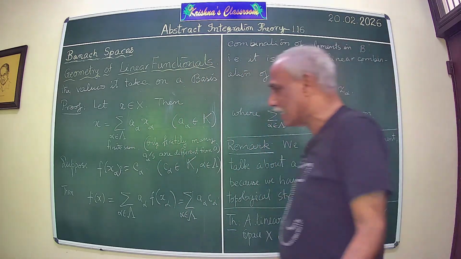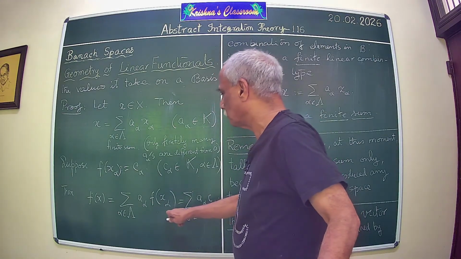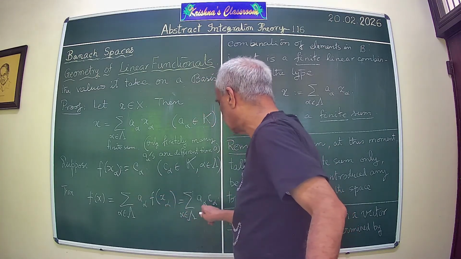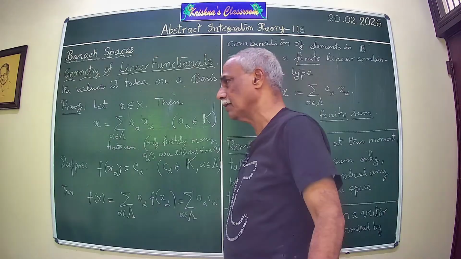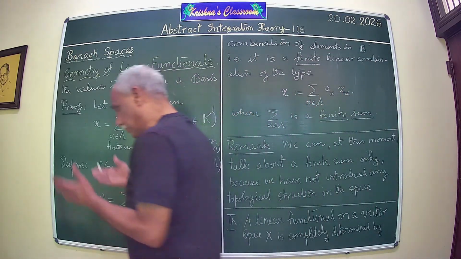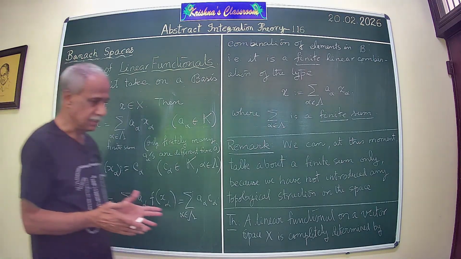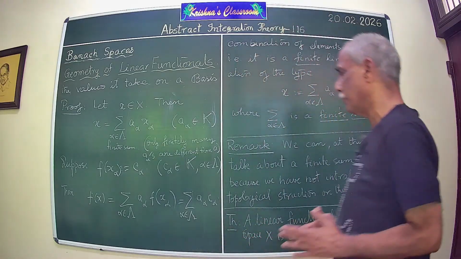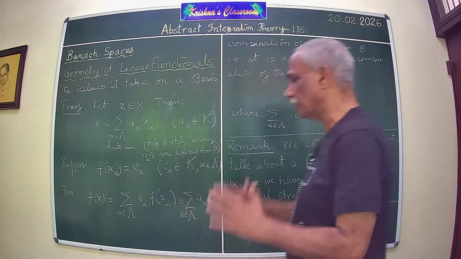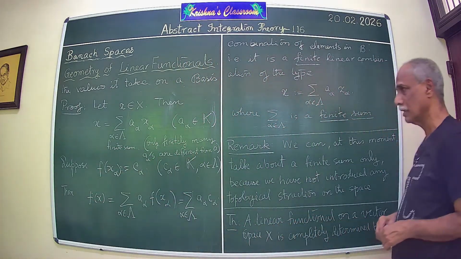And because of the linearity, f of x alpha is already fixed, that is c alpha. Therefore, this is sigma a alpha c alpha. And you see that every linear functional is completely determined by the values it takes on a basis. And you see that once you fix the basis, the representation for every vector is a unique representation. Okay, right?